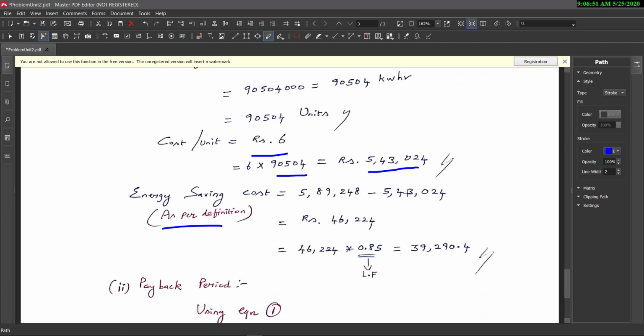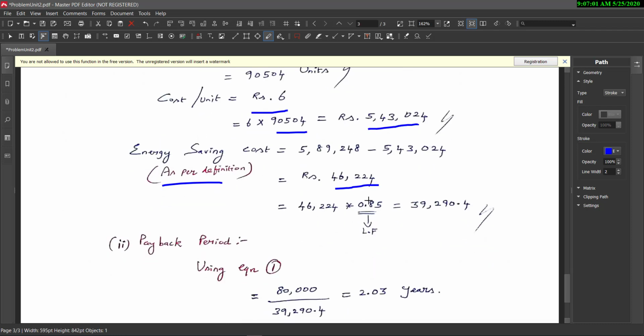And our objective is to find, as per definition, the difference between old and new, that is the cost of the old motor minus the cost of the new motor: 5,89,248 minus 5,43,024 rupees, which is equal to 46,224. Into the load factor, we will get the overall energy saving cost, that is the difference into load factor.